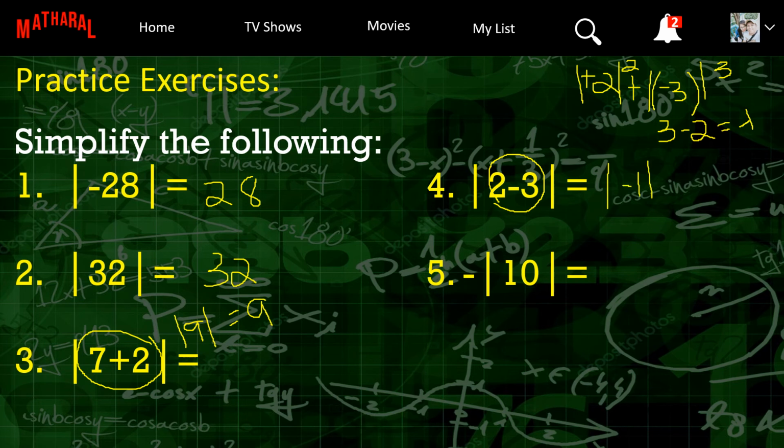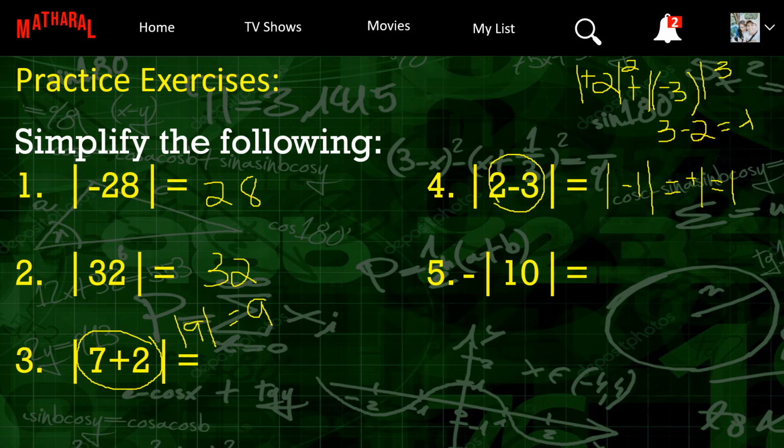Ayan po. What is the absolute value of negative 1? So, ang mangyayari ay ito. The absolute value of negative 1 is still 1 or positive 1 na po siya. 1 siya pero positive po ang sign. So, since it is positive, okay na maging 1 na lamang po siya. Okay, pareho lang po yan.